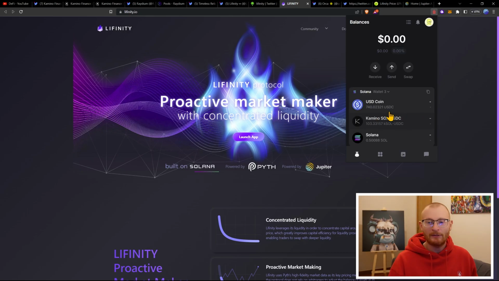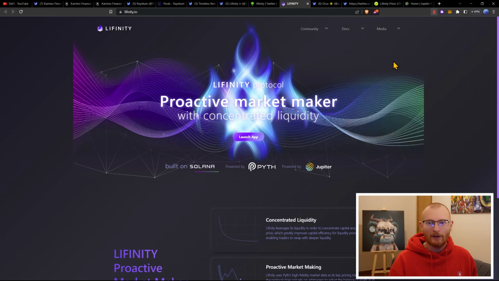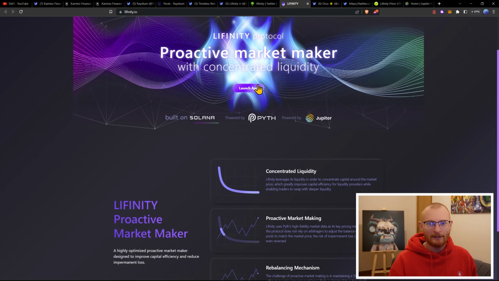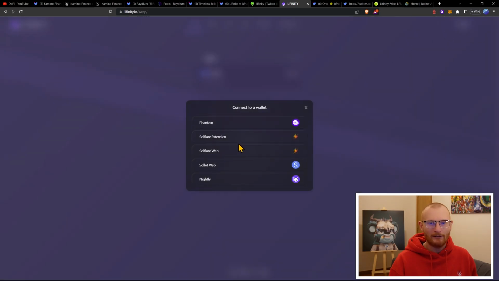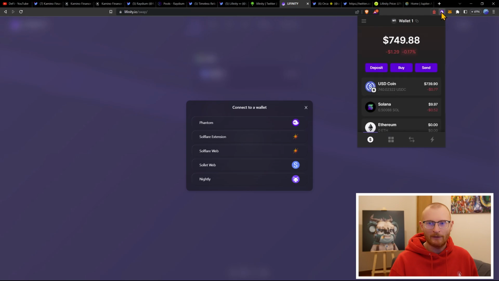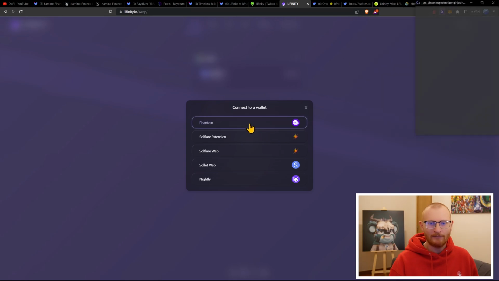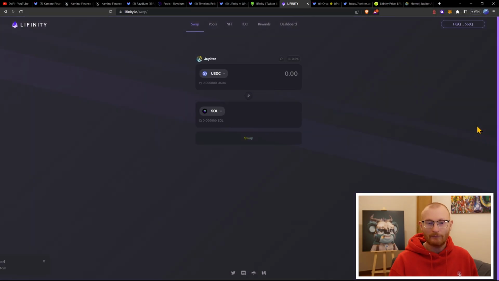And you can see I've got this position here with Kamino. All right, so let's launch app and connect the wallet. And unfortunately, they don't support Backpack, which I think is a bit silly. So for this one, we'll just connect our Phantom. And let's have a look at pools.